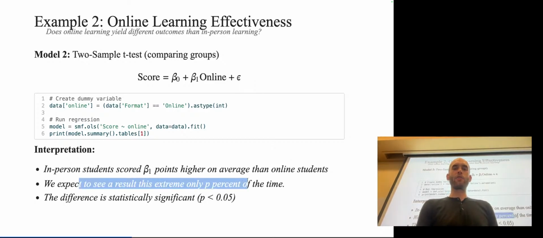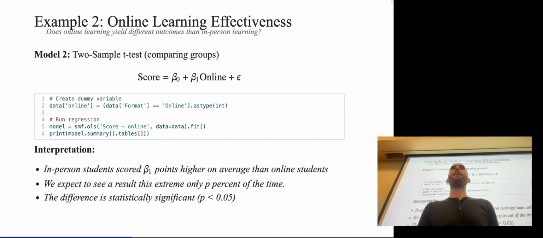And then we would interpret the p-value in the same way. It's just the probability of seeing something as extreme or more extreme than the sample that we've observed. But the more classic way of saying this is that the difference is statistically significant if the p-value is less than 0.05. Okay, any questions here?